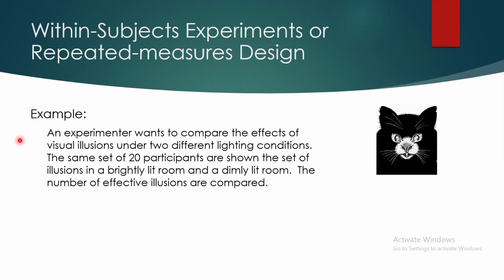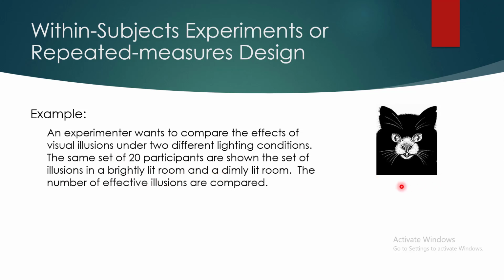So here's an example. An experimenter wants to compare the effects of visual illusions under 2 lighting conditions. The same set of 20 participants are shown the set of visual illusions in a brightly lit room and a dimly lit room. The number of effective illusions are compared.